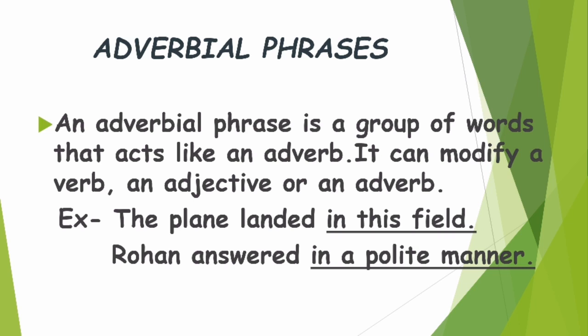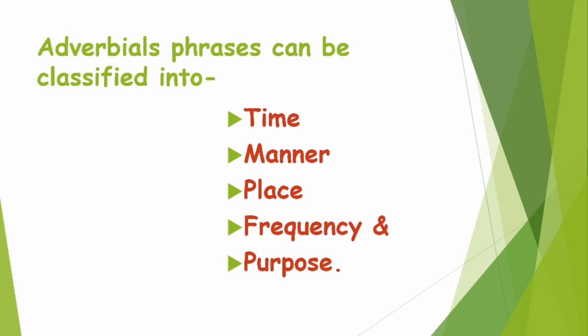Rohan answered in a polite manner. Again, यहाँ पे क्या describe हो रहा है? The way Rohan answered. Okay, the verb is being described. Okay, so in a polite manner is performing the work of an adverb. So, it will be adverbial. And it is a phrase. क्योंकि ये phrase भी है, that's why it will be an adverbial phrase. Okay, so any phrase performing the work of an adverb will be an adverbial phrase. Got it, everyone? Now, adverbial phrases, they can be classified into adverbial phrases of time, manner, place, frequency and purpose.